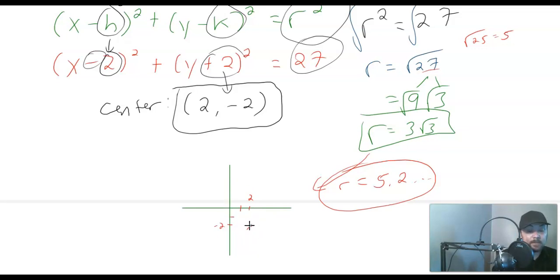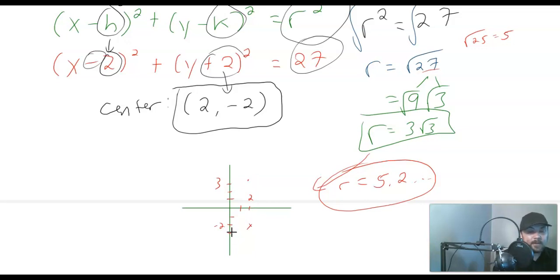So I'm starting at negative 2, so I'm going to go 1, 2, 3, 4, 5. Whoops, I don't want to write 5 there. This is actually at 3, right? But that's 5 up from my center, and then just a hair more than that, just a little bit past 3. So that's going 5.2 up, 5.2 down.